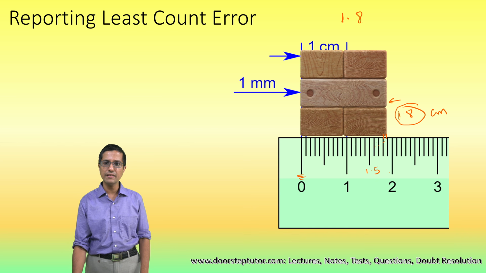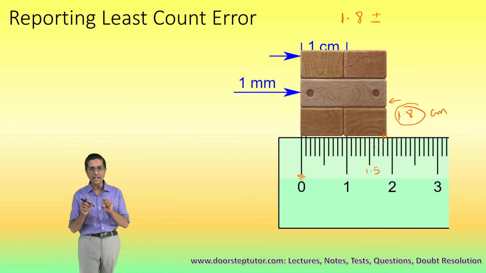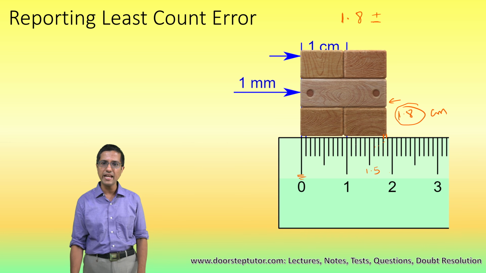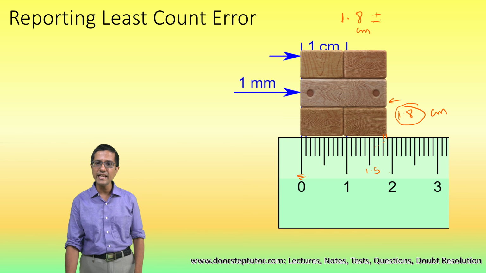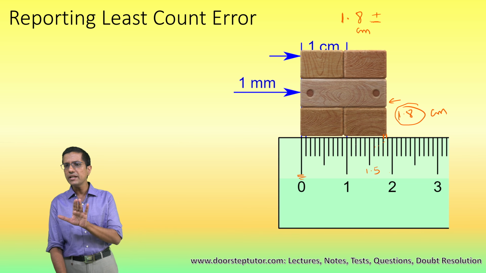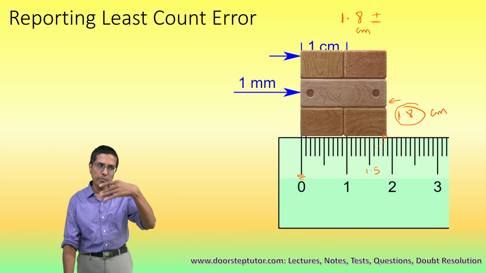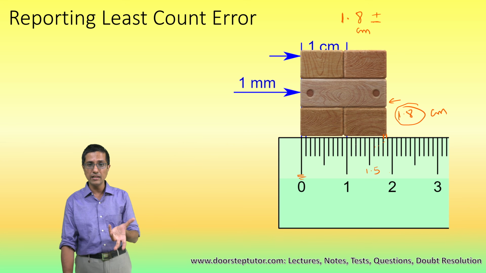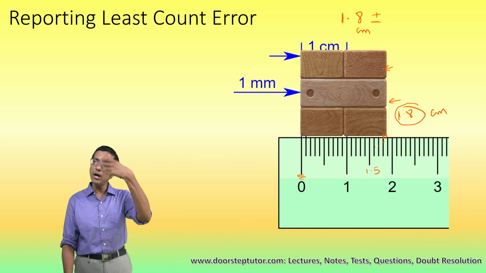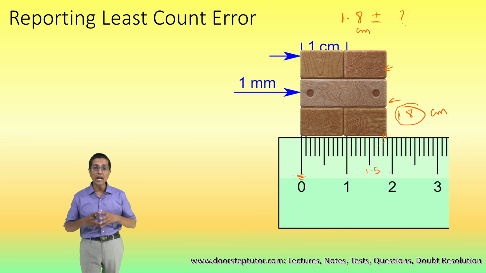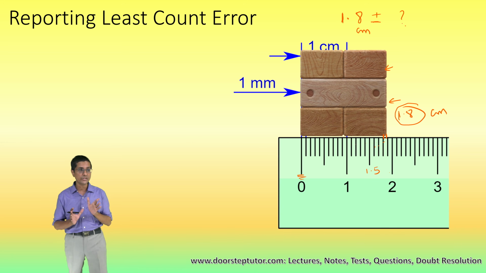So I will write it using this convention, wherein I note the error in measurement after the main reading. So I write the main reading as 1.8 centimeter. This I have already written. After that, I say that, oh, this 1.8 I was able to read, but after that I am not really sure what it is. So I write plus minus. So this 1.8 can be above or below the actual length of the block. Now what do I put here? By how much can it be above or below? That is the main question here.